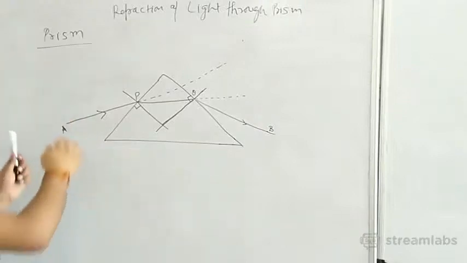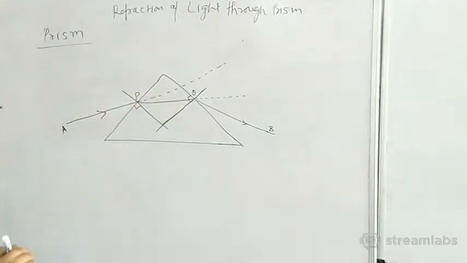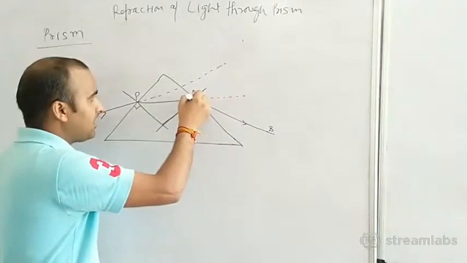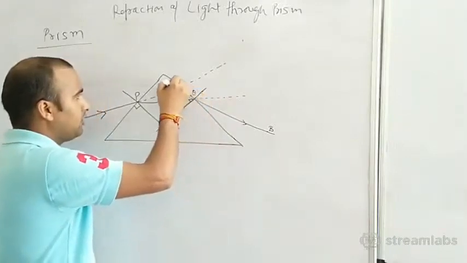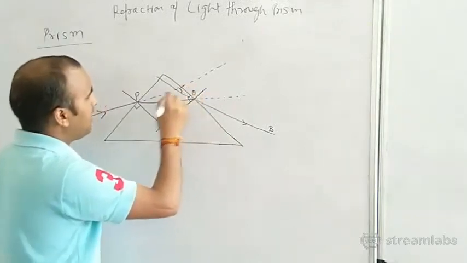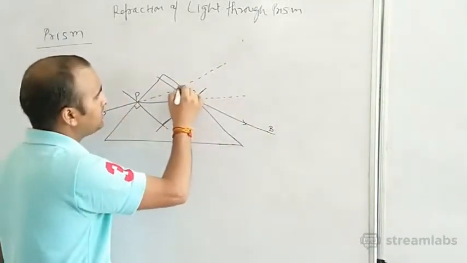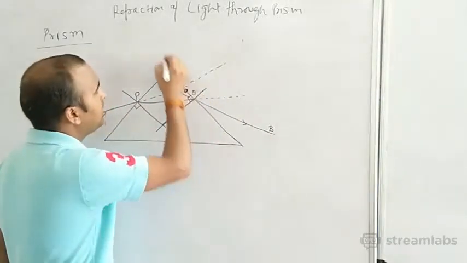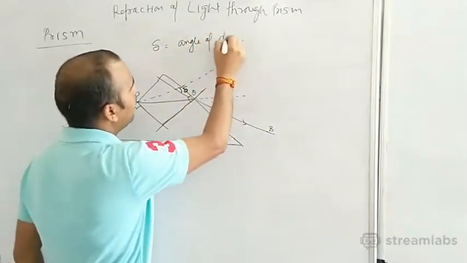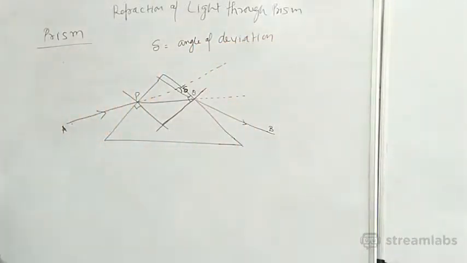So in this way, inside the prism, the path of the light is formed. Understood? Okay, so again this is the emergent ray, and if I extend this emergent ray in the backward direction like this way, there will be an angle between the incidence ray and the emergent ray. So this angle is known as delta, and delta means angle of deviation.